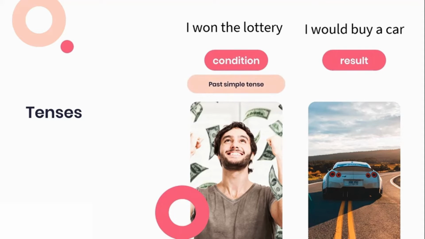It's in past simple tense. What about the result? What's going on there? Well, it looks like we've got the word would plus the base form of the verb. The base form is the simplest form of the verb.